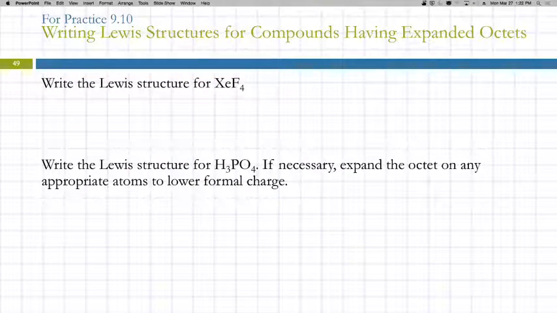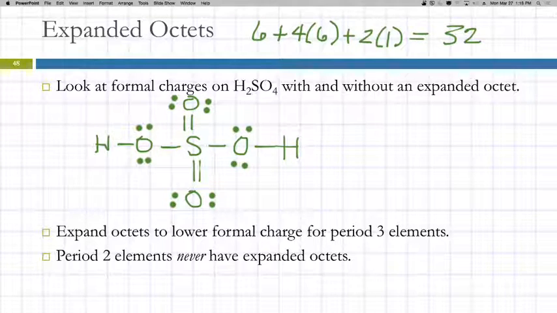Would you say that only from Period 3? So the third row. See, sodium, magnesium, and aluminum, those are metals, and they're going to form ionic compounds. But silicon, phosphorus, sulfur, chlorine, those could do expanded octets, and everything larger could.